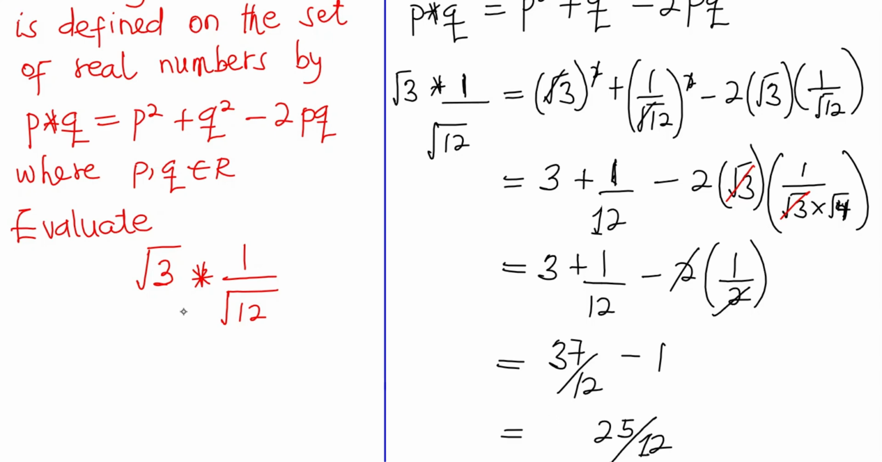So it means that for square root of 3 star 1 out of square root of 12, we have our answer to be 25 out of 12 using the rule given in the question. Now, having known this, let's try the next example for today's video.